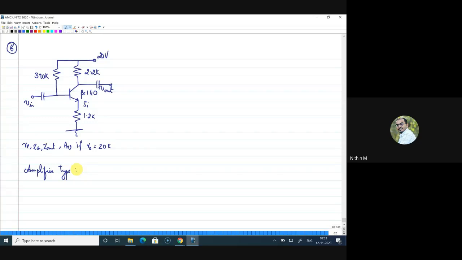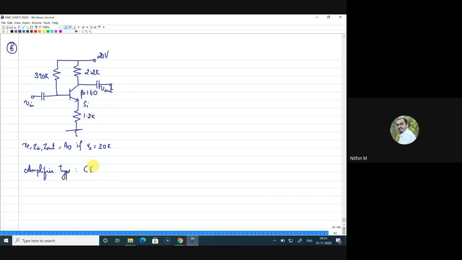Ashwit, are you there? Hello, Ashwit. Hello, Ashwit. Ashwit, you are not there. Okay. All right. Okay. So this amplifier is actually common emitter.